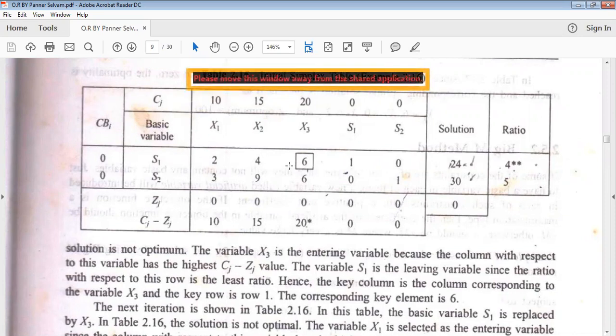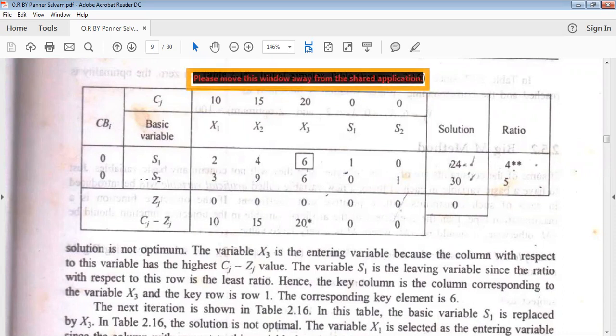Entering column, and 6 is the key element. You have to make it 1, and you have to make it 0 here. Making it 1 means x3 will come and occupy S1, and 20 will come and occupy 0 in the next iteration. So 20 x3, and this is divided by 2 by 6, 4 by 6, 6 by 6, 1 by 6, 0 by 6, 24 by 6. You are going to get 4 here in the next equation.